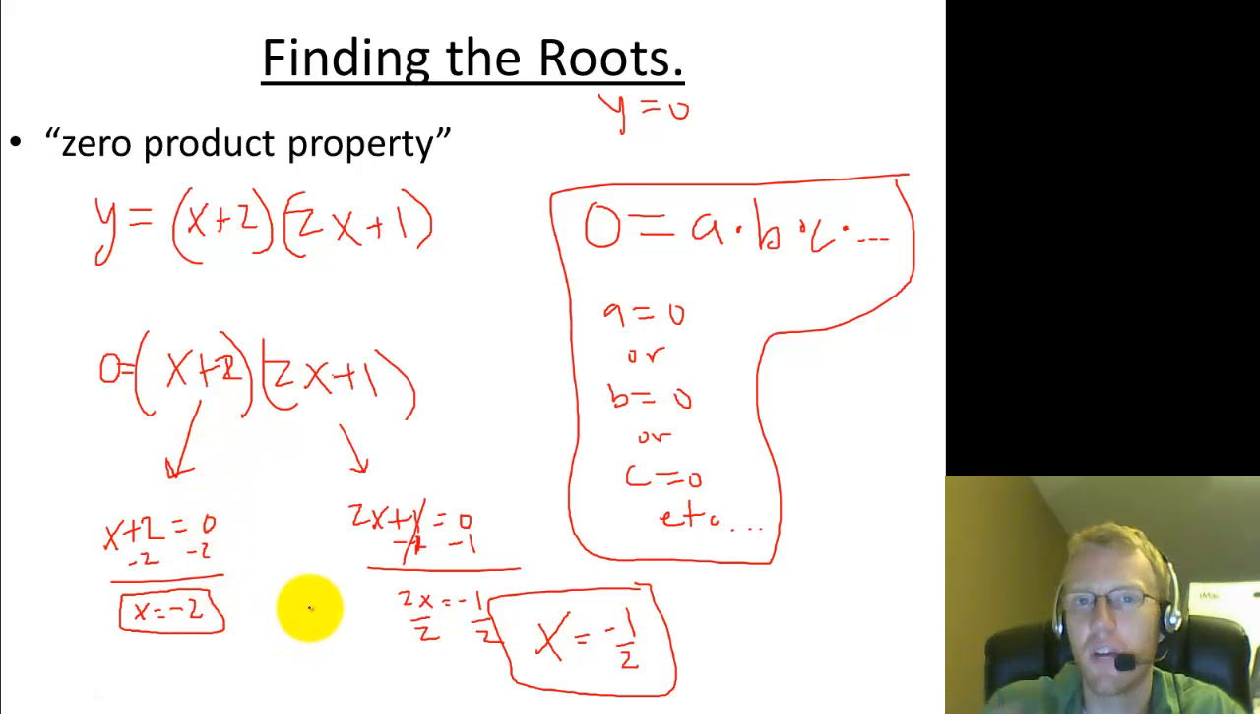So try to write a sentence in your own words right now in your notes that summarizes that. So in factored form, each term or each piece that you have, whatever you want to call it, can be set equal to 0 and then solved for x, and that's the value of your root. So it is the opposite sign of what you see in the simplest case, but it can also be a little more tricky if you have a 2x or a 3x or a 4x or something right here.